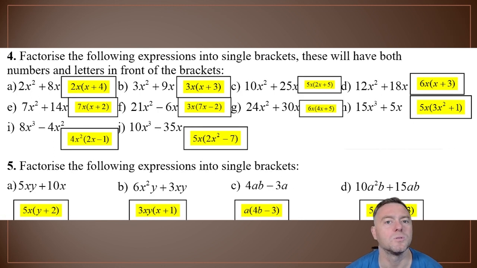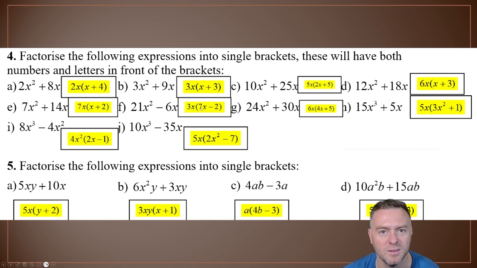Cool. So what you should have found for the first one, 2x can go into both of those, so you got 2x bracket x plus 4. The next one, 3x can go into both of those, so you got 3x bracket x plus 3. The next one, 5x can go into both of these, so you got 5x bracket 2x plus 5. The next one, 6x can go into both of them, so you got 6x bracket x plus 3. The next one down here, we've got 7x bracket x plus 2.